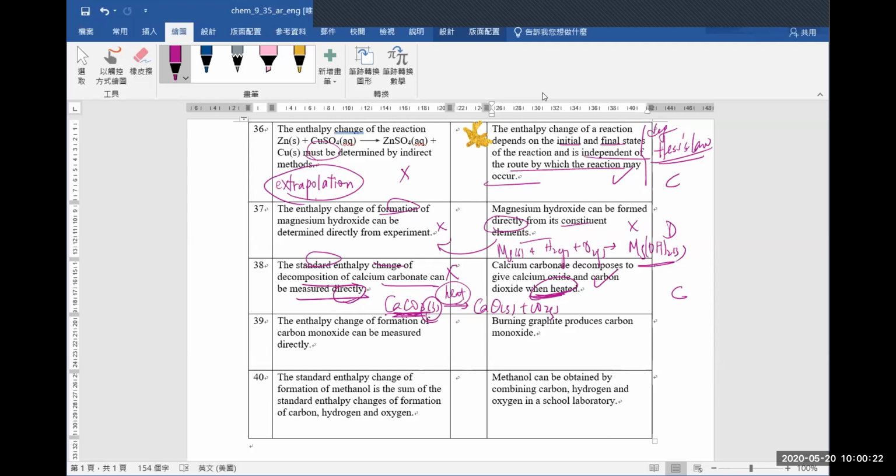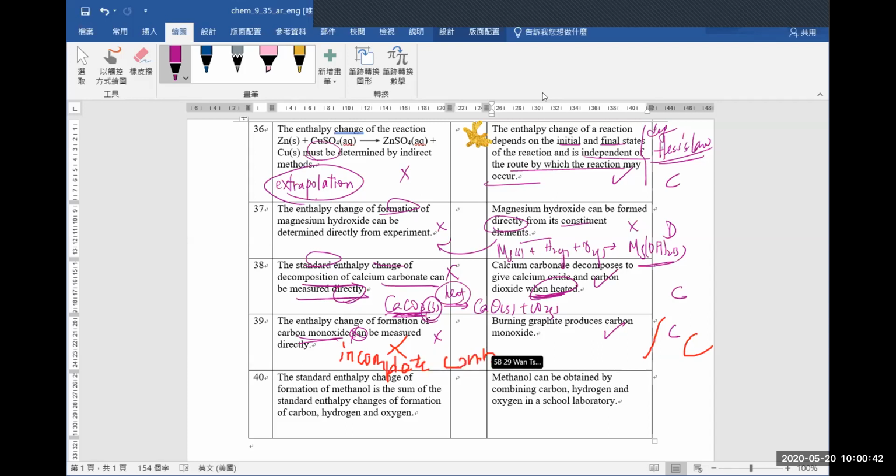Great. Question 39. Cross tick is C. How wrong is the first statement? It's again cannot. Yes, carbon monoxide, incomplete combustion.